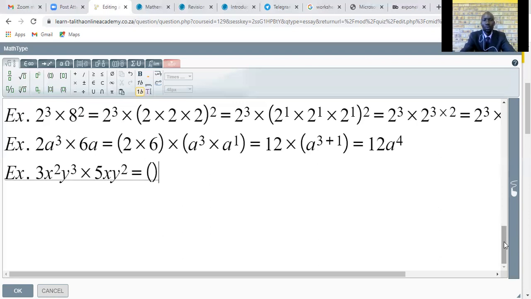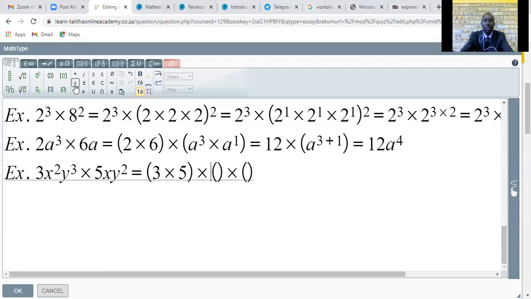We will group the numbers separately. Then we also group the letters separately, this time starting with X. Then when we are done with X, we will also group the Y. So let's see how it will come up. We have a 3, then we also have a 5. Now these are multiplying each other, so we have 3 times 5.